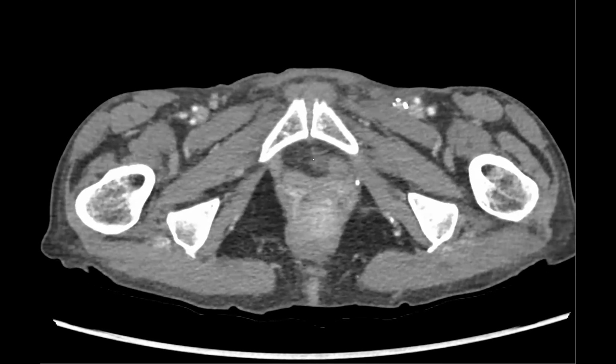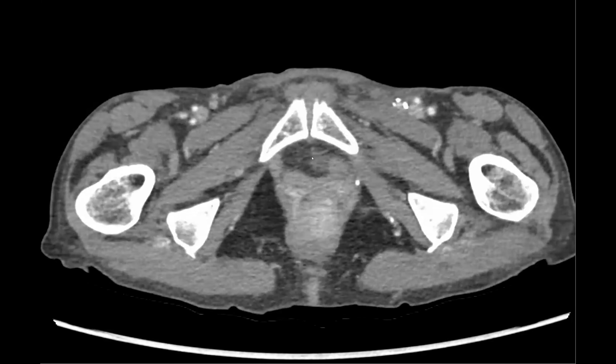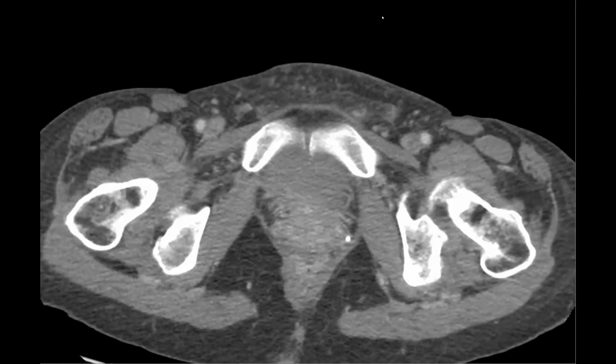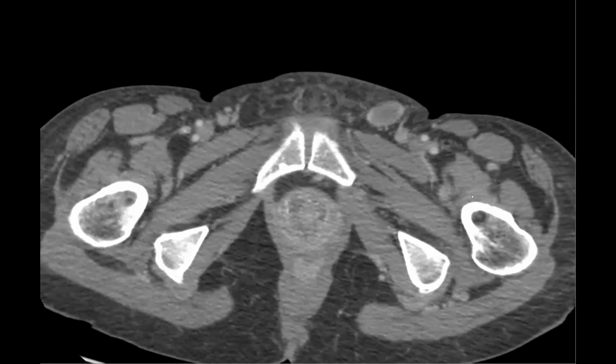And you can notice that there's fat underneath the bladder here. So this patient had a procedure. I'm going to show you their original scan. Okay, this is their original scan. So what do you think they had?